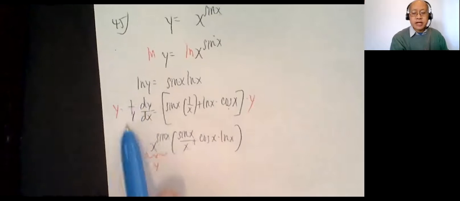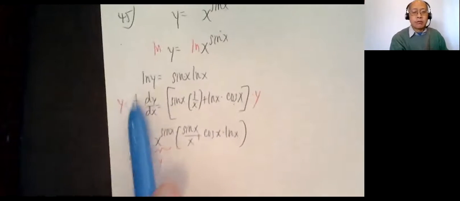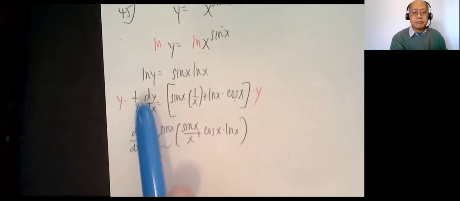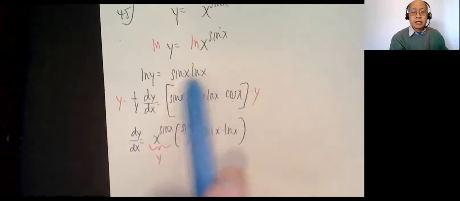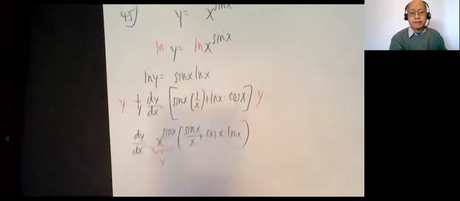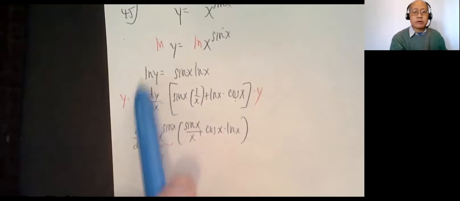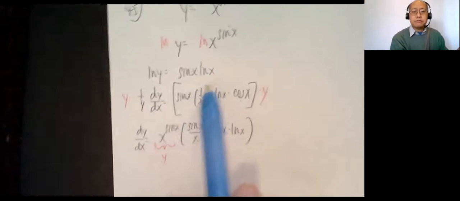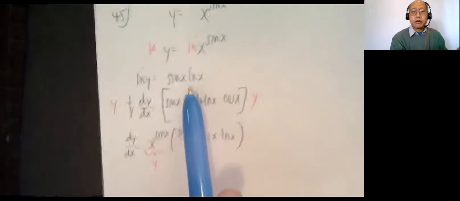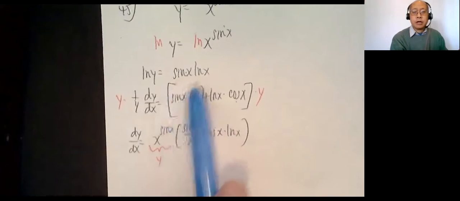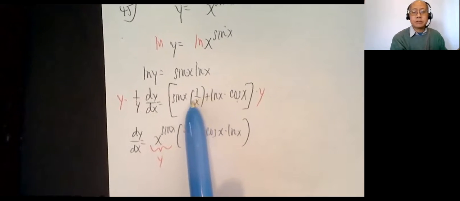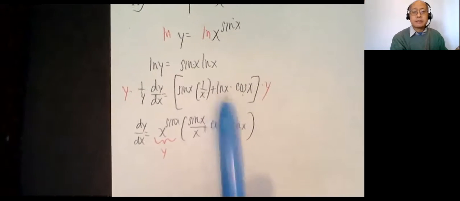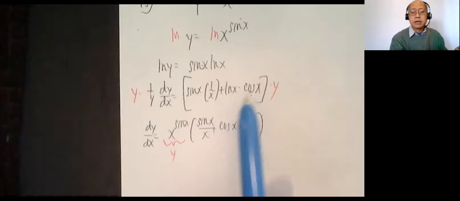Okay, the left side for the next step is always the same. It never changes. 1 over y dy dx. You differentiate implicitly. Remember implicit differentiation. This side only has x's, so I just do the regular derivative. This side has a y, so once I do the 1 over y, you have to tack on a dy dx by the chain rule. Okay, this looks like the product rule. First function times the derivative of the second, 1 over x, plus the second function, ln x, times the derivative of the first, the derivative of sine x, which is cosine x.